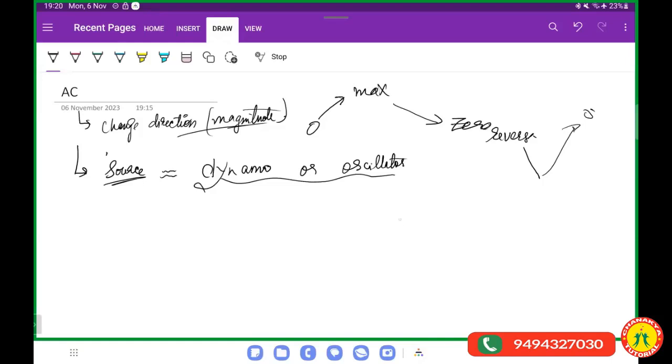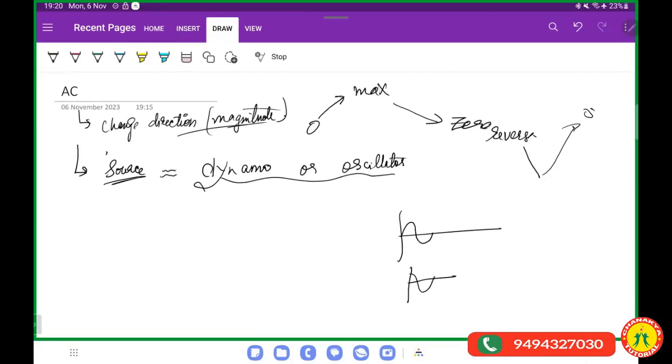This sine curve and cosine curve. What is the difference between sine and cosine curve? What do you mean by sine wave and cosine wave? Which of this is sine wave? Above one or below one?